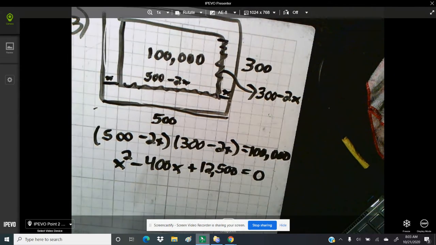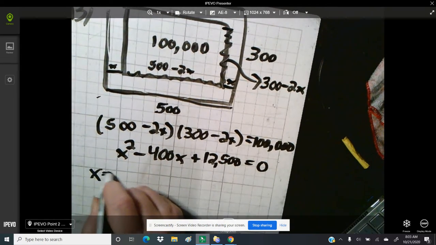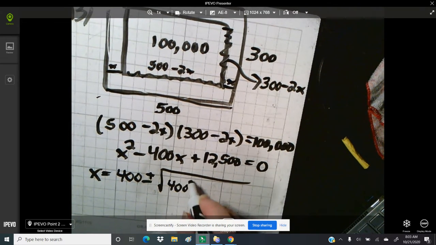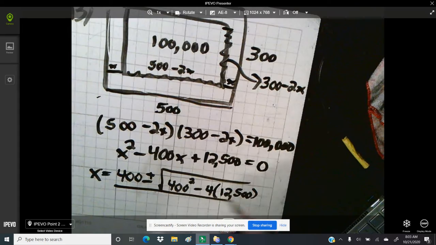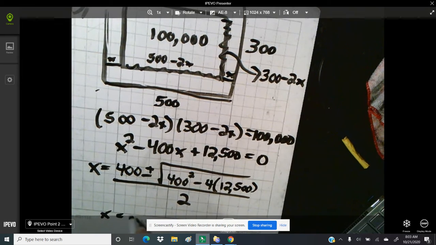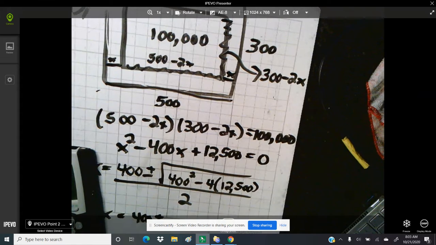Now you can try and factor that, but when the numbers are so big, I don't even bother. I just go right to the quadratic formula. So x is minus b, so 400 plus or minus the square root of b squared minus 4, a is 1, c is 12,500, all over 2a. I'm going to put that in my calculator, and I get 400 plus or minus the square root of 400 squared minus 4 times 12,500, so the square root of 110,000, all over 2.